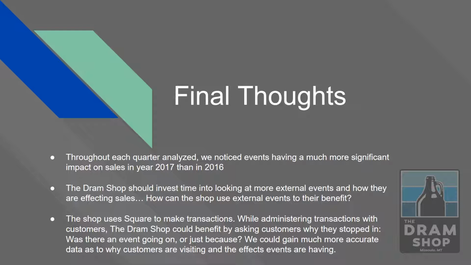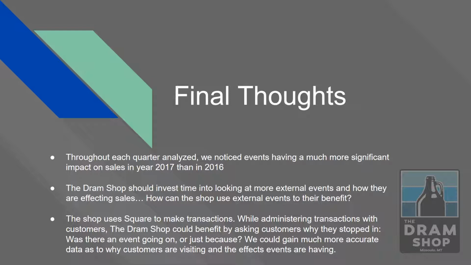So our final thoughts for what the Dram Shop could do. Throughout each quarter we analyzed, we realized that events in 2017 did have a big effect on sales compared to those same events in 2016. We think that the Dram Shop should invest more time into looking at these events and how they are driving sales, maybe how they can leverage these external events into bringing more customers into the shop, whether it be on-site promotions, running events inside the store pertaining to the event.